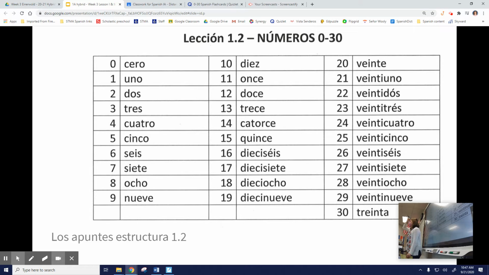Caden? All the 20s start with a V. Muy bien. Caden said all the 20s start with a V. That's true.